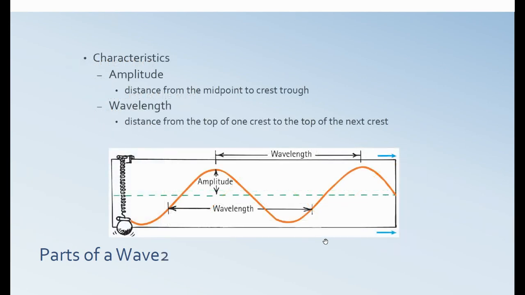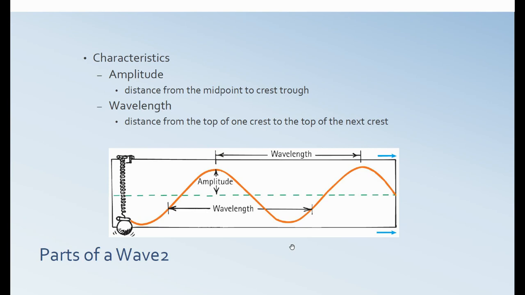And as we have our crests and our troughs, the furthest it gets from that midpoint, that distance between the midpoint and either the crest or the bottom of the trough, is called the amplitude. So you can see here in this wave, whether we measure the amplitude from the midpoint to the crest or from the midpoint to the trough, it's going to be the same distance.